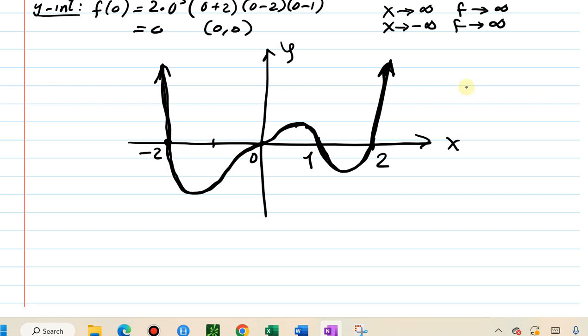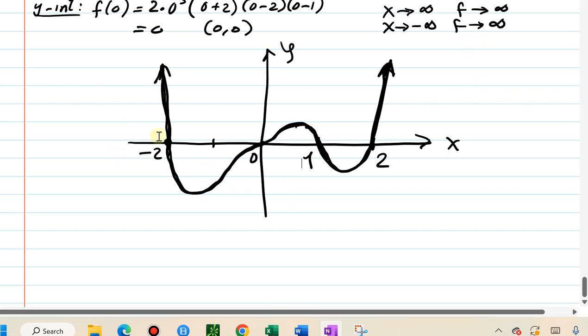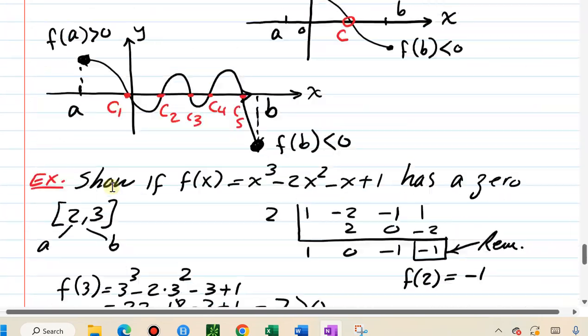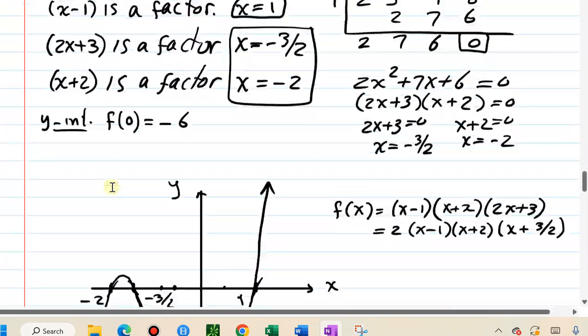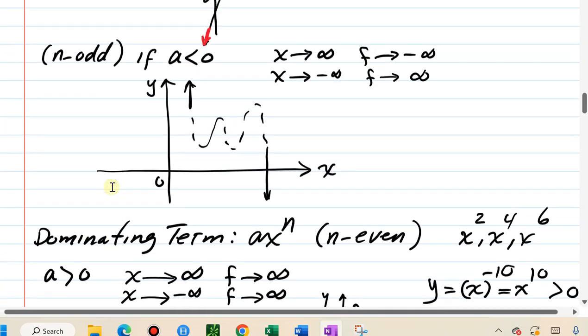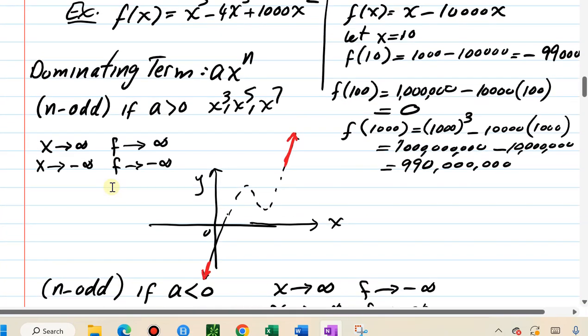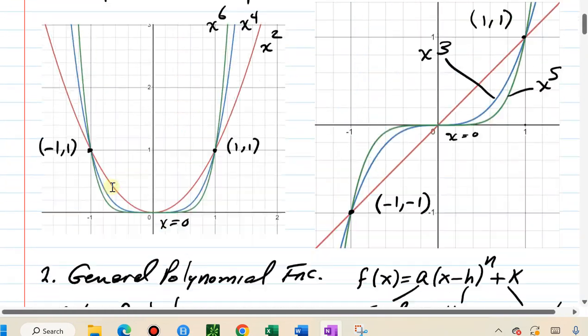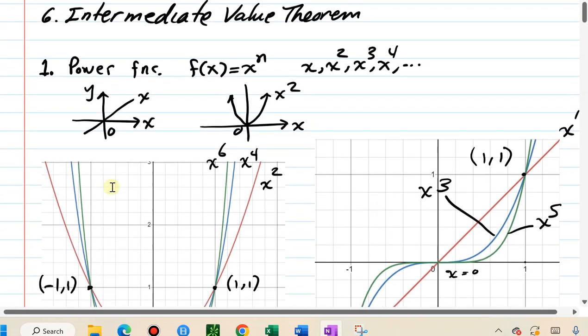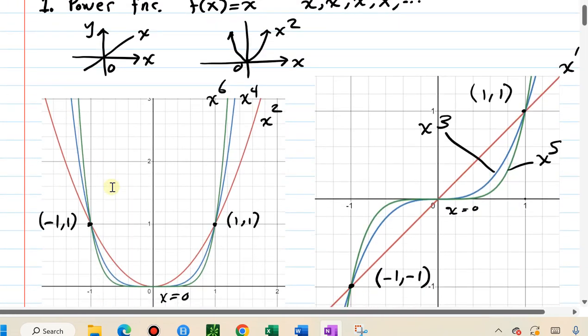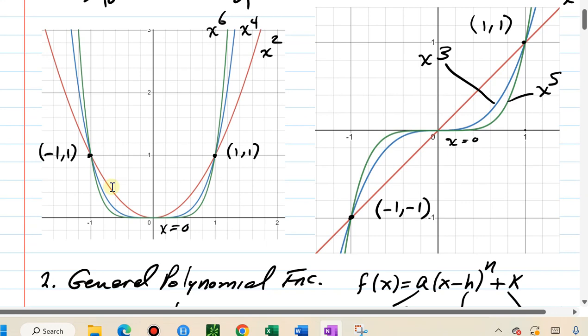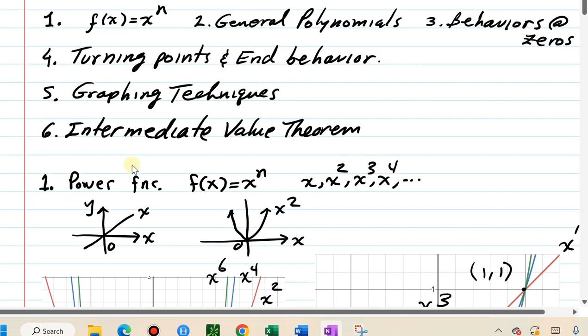Okay, I think we are good. We've done enough examples on this one. Hopefully this will help you graph polynomial functions. Remember, the end behavior is really the key here. The end behavior of the function helps us a great deal. The power functions were of great use to us, the general forms of x squared, x to the fourth, x to the sixth, x cubed, x to the fifth, and so on.